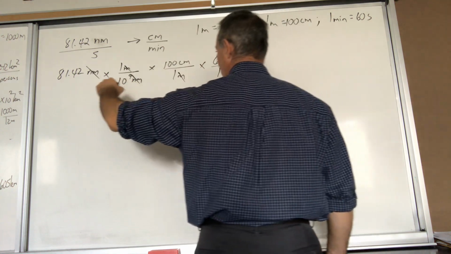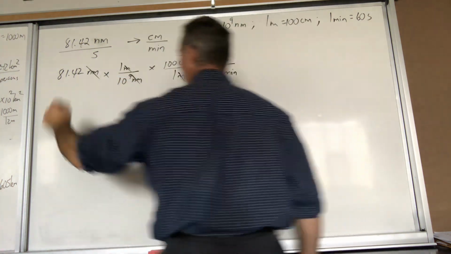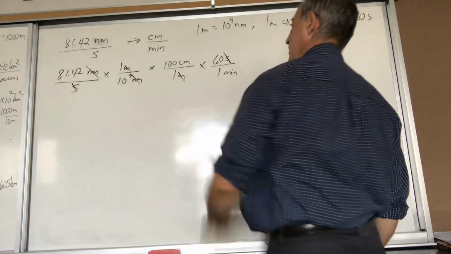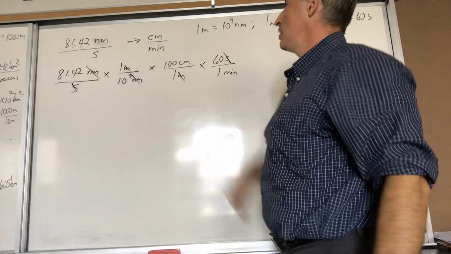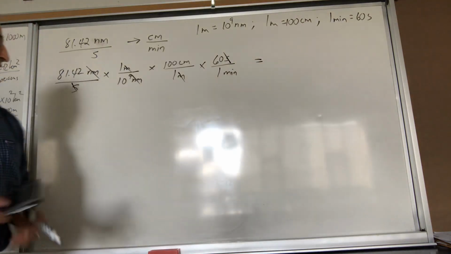And that allows us to cross out, oops, forgot to write seconds. Allows us to cross out seconds. There we go. So now you're left with centimeters per minute, which is what you were looking for. Now you worry about doing the numbers, and you can use your calculator to do that.